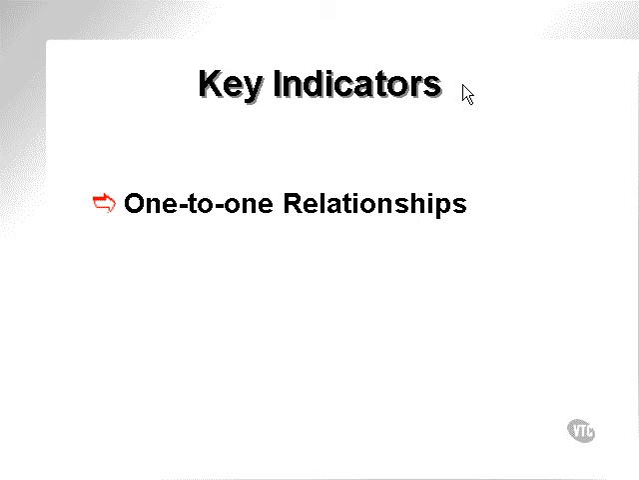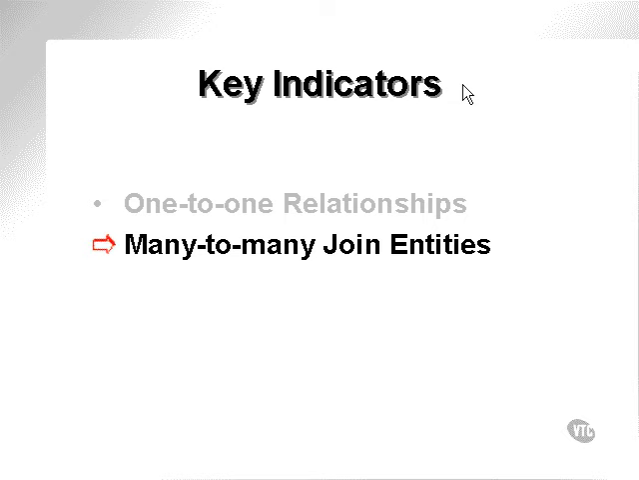One-to-one relationships. Generally fourth normal form, perhaps dividing tables up much too far, creating very large SQL statements on multiple table joins. Many-to-many join entities. Look for many-to-many join entities which have a name which is not meaningful.